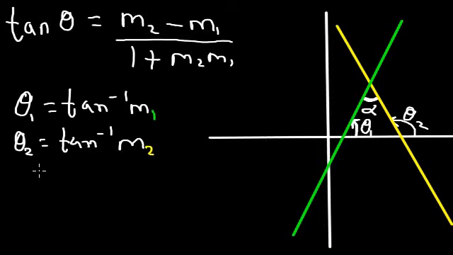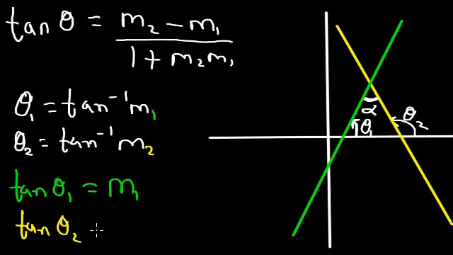Now, it turns out that if we take the tan of both sides along these two equations, we can clearly see that tan theta 1 will definitely be equal to m1. Similarly, tan theta 2 will be equal to m2. Keep this in mind as we will later be using it as reference. So right now I can get rid of this.